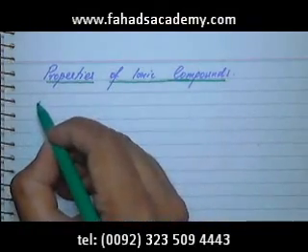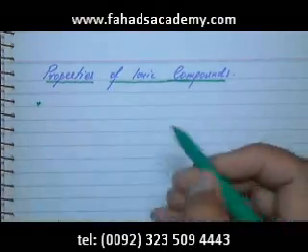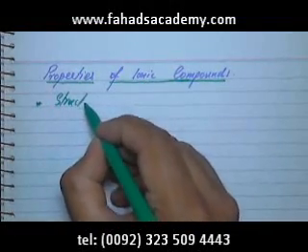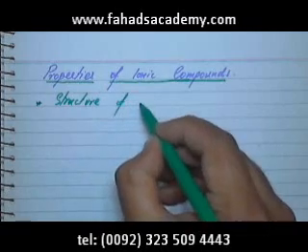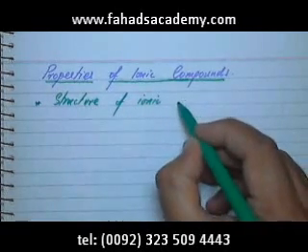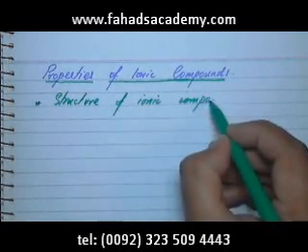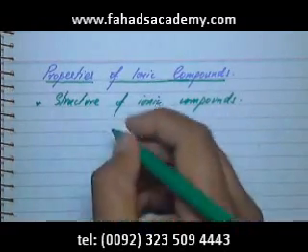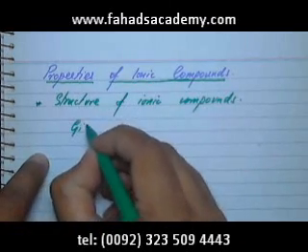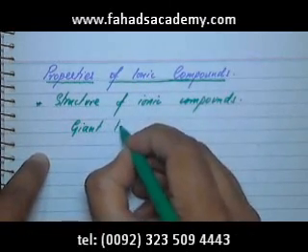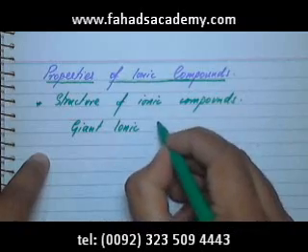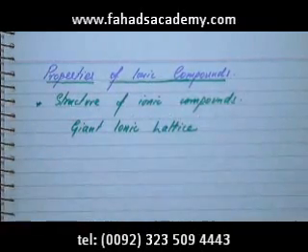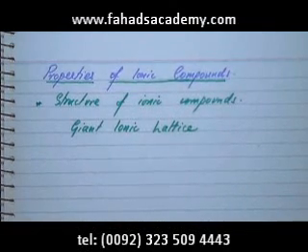Now, the first property, we're talking about a physical property, and we're going to describe the structure of ionic compounds. The structure of ionic compounds is called a giant ionic lattice. So that's the structure of an ionic compound.